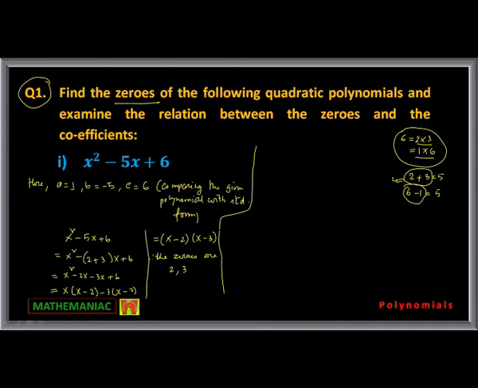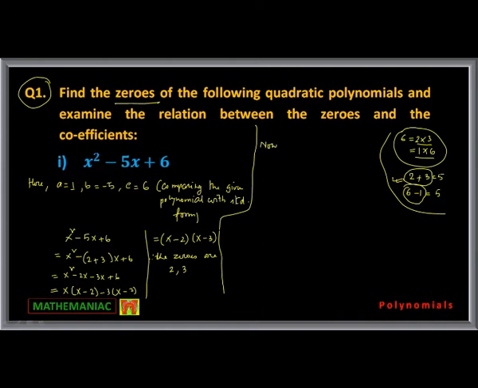One part of the problem is solved. Now you have to verify, right? Examine or verify the results. What results? The relation between the zeros and the coefficients. Just before this slide, we learned that the sum of the zeros should be minus b by a, and the product of the zeros should be c by a. So one by one we'll verify, right?